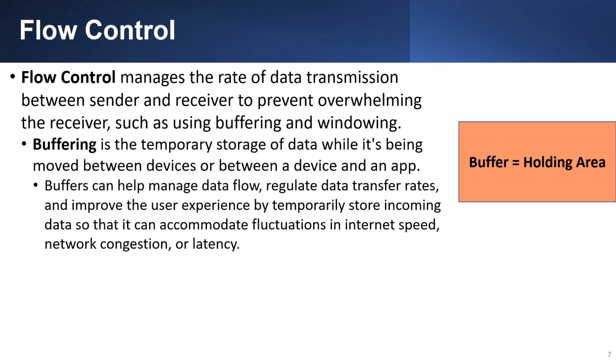Flow control manages the rate of data transmission between sender and receiver to prevent overwhelming the receiver, such as by using buffering and windowing. Buffering is a temporary storage of data while it's being moved between devices or between a device and an application. Buffers can help manage data flow, regulate data transfer rates, and improve the user experience by temporarily storing incoming data so that it can accommodate fluctuations in internet speed, network congestion, or latency.